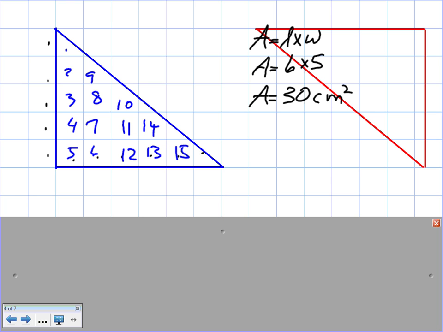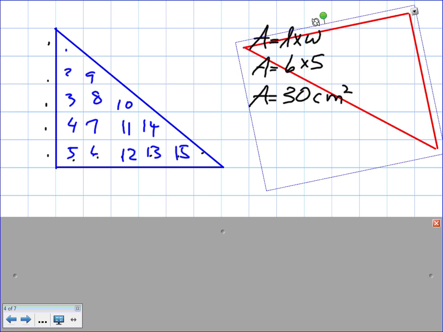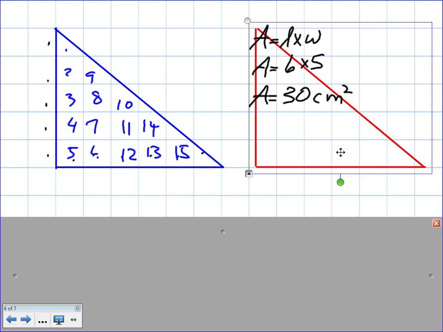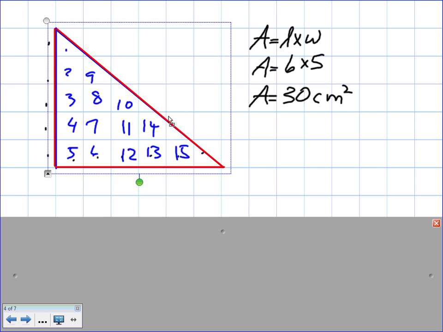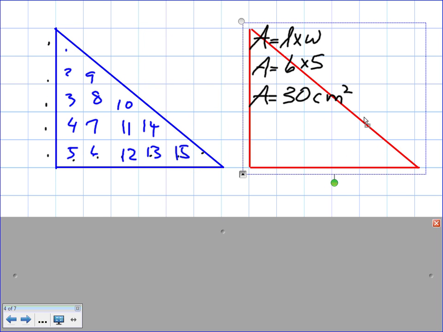I'm going to stop at 15. So I'm going to estimate that my triangle has an area of 15 square centimeters. Now, to go back to my red triangle friend, if I flip him upside down, you can see that they're mirror images. If I put him right over the top, it covers it completely. Remember, my rectangle had an area of 30 square centimeters.